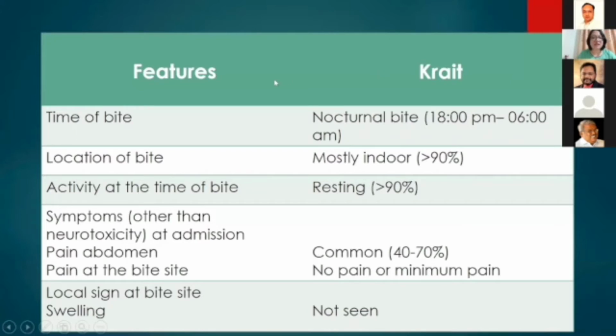So regarding the features, we won't be going into detail. We know about the time of the bite, it's nocturnal, location mostly indoors. And I would like to mention one point over here. We all know Krait bites cause neurotoxicity at admission. But one thing which I would like to focus on is pain abdomen, because it is common in Kraits, in 40 to 70% of the cases. And at the bite site there is no pain or minimal pain at all, and local signs or swelling at the bite site are not seen in case of Kraits.